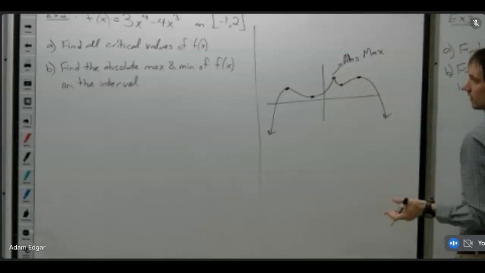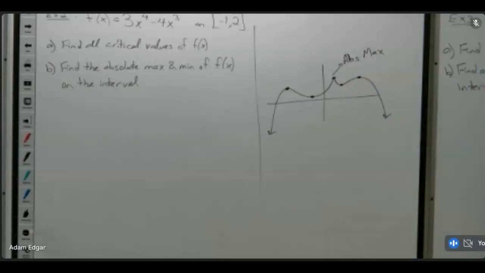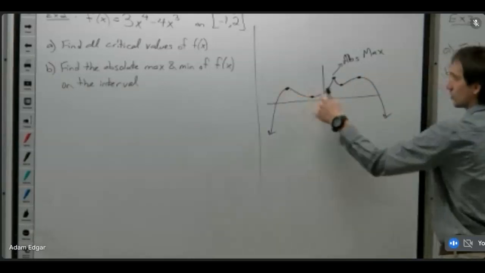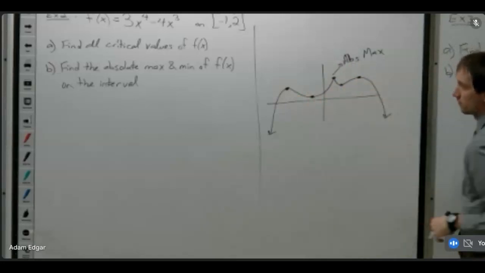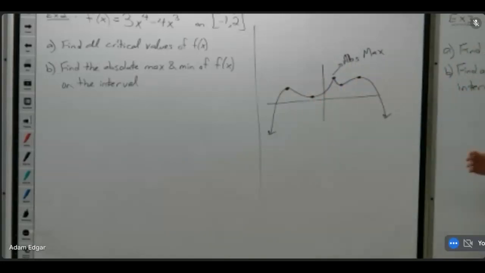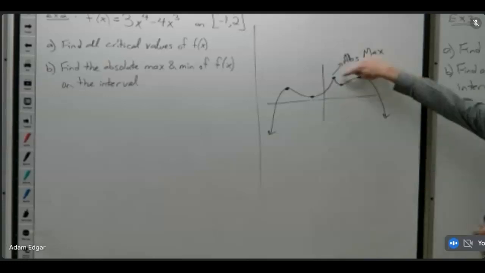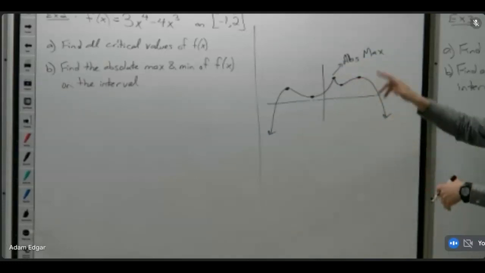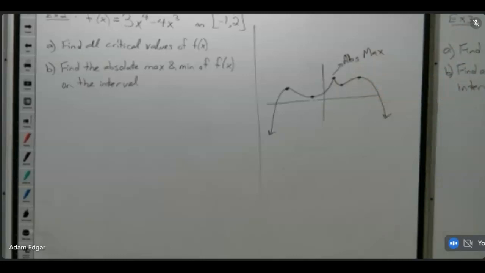So those are some special points. All of these other ones I didn't label specifically are relative or local maxes and mins because they're lower or higher than all the surrounding points. And then the very highest point on a curve or on an interval is called the absolute max or min. Any questions with that idea?